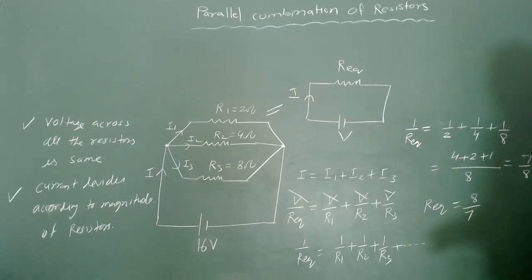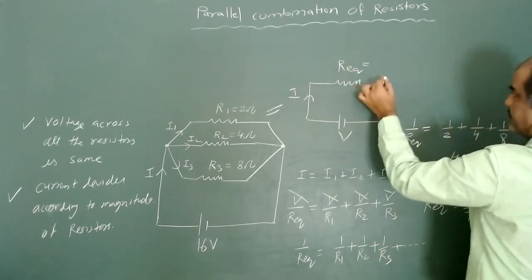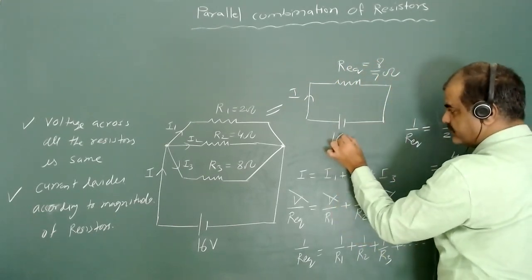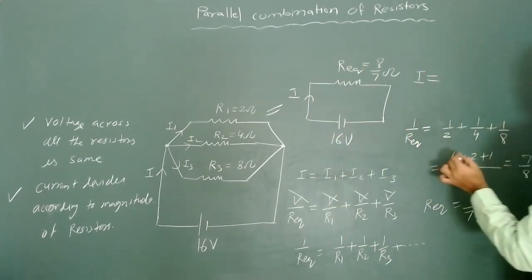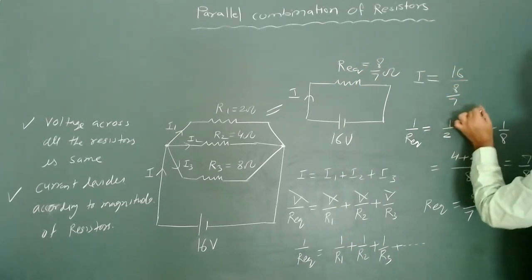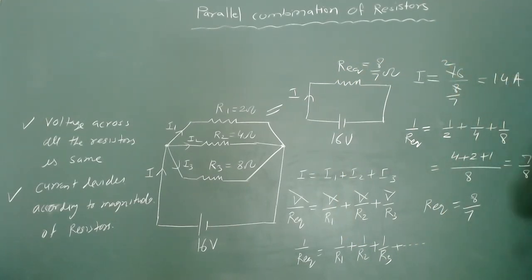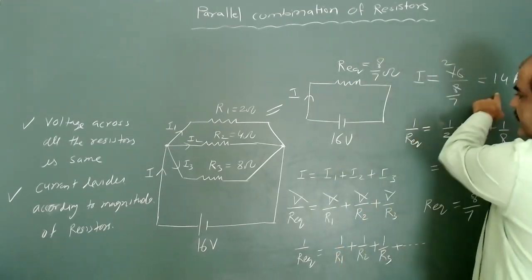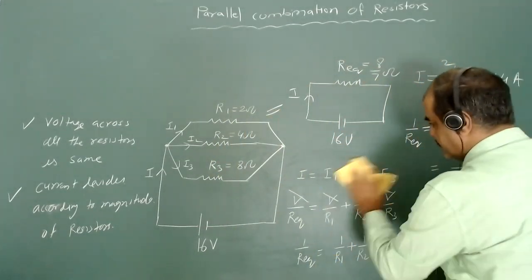Now I know the total resistance. I want to calculate the total current in the circuit. R equivalent is 8 by 7 ohm and V is given as 16 volts. So the total current in the circuit is V by R, that is 16 divided by 8 by 7, which is 14 amperes. Now this 14 ampere current will be divided across these three resistances. Let's see how the current divides.